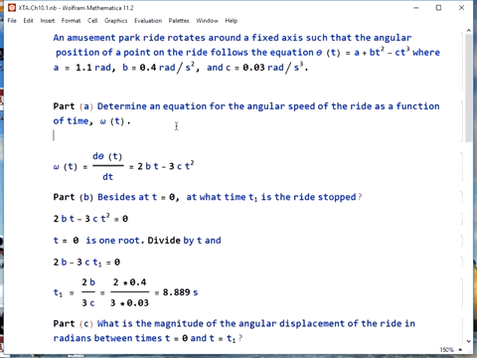Part A, determine an equation for the angular speed of the ride as a function of time, ω(t). This is just dθ/dt. We get 2bt − 3ct².